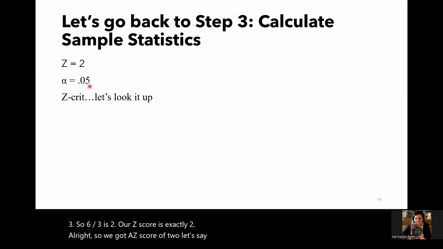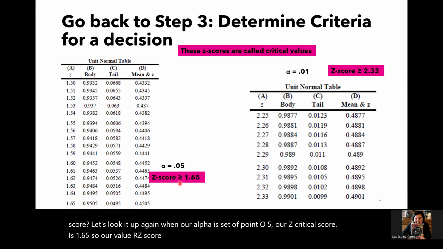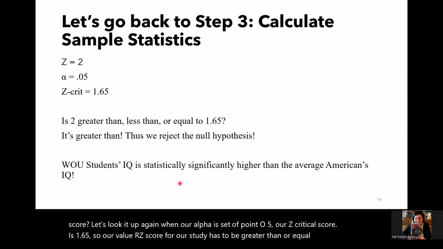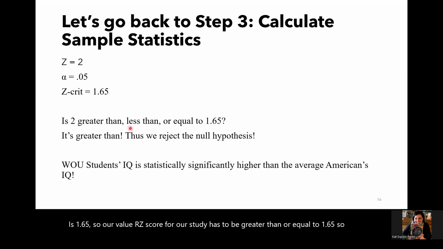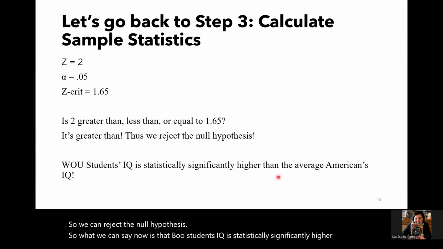Let's say our alpha was set at 0.05. So what's our Z-critical score? Let's look it up. Again, when our alpha is set at 0.05, our Z-critical score is 1.65. So the Z-score for our study has to be greater than or equal to 1.65. So is 2 greater than, less than, or equal to 1.65? It's greater than, so we met the Z critical score, we exceeded it, so we can reject the null hypothesis. So what we can say now is that WU students' IQ is statistically significantly higher than the average American's IQ.